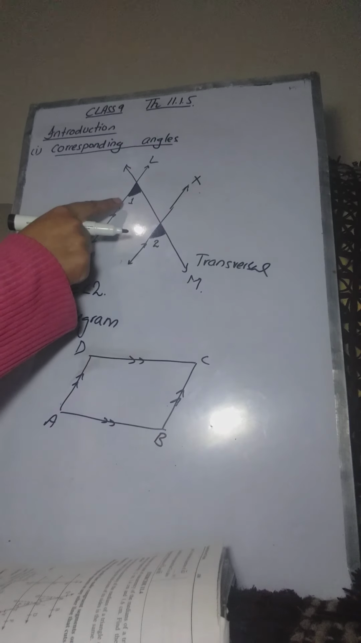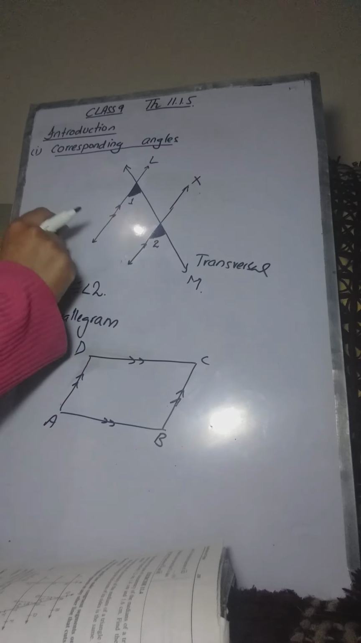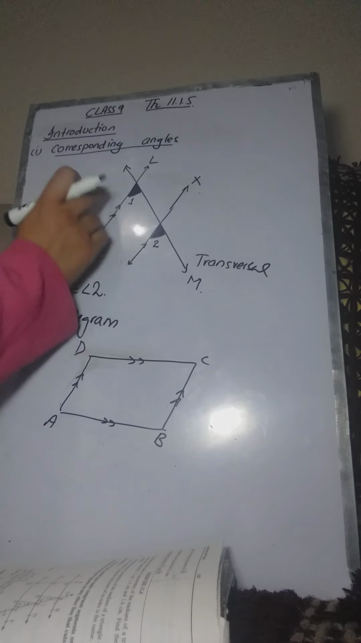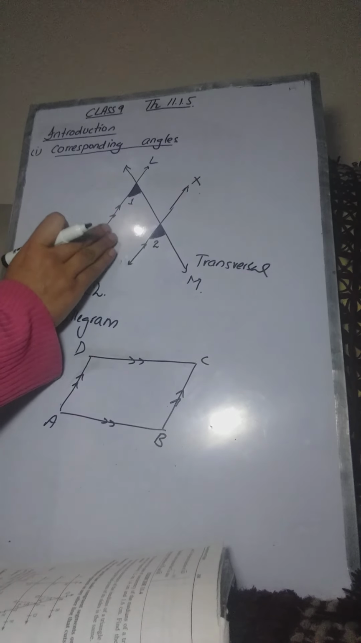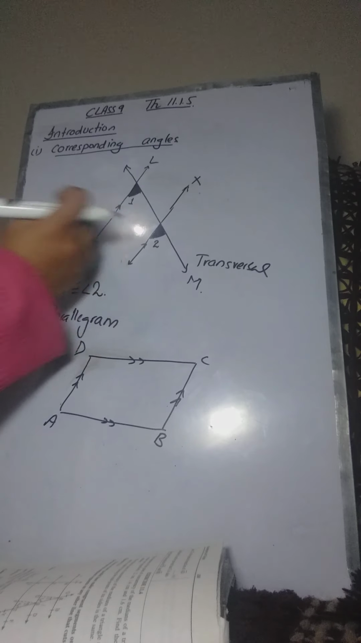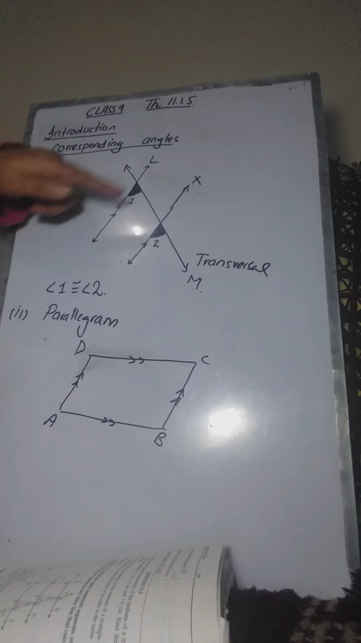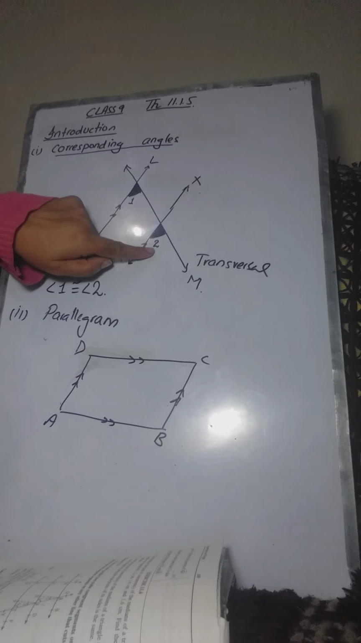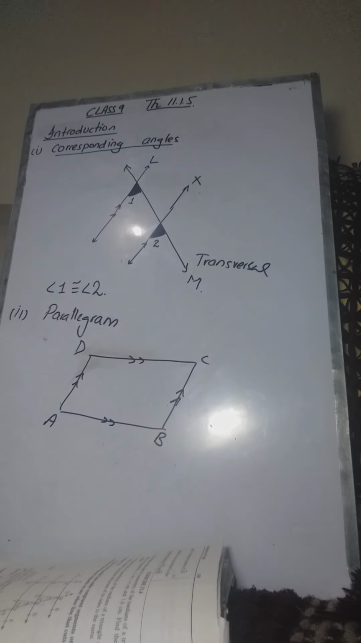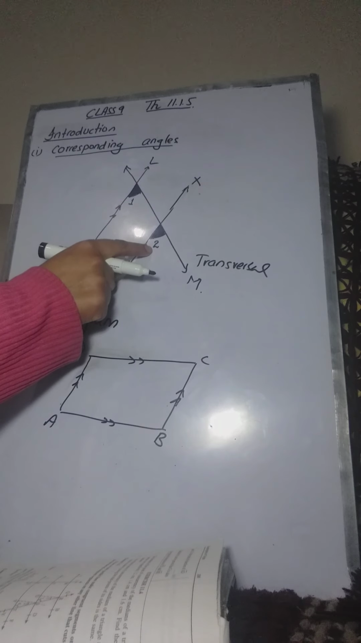Okay, so the angles which are formed between the transversal and these parallel lines, such that they are on the same side of the transversal, angle 1 and 2, if you observe them, they are on the same side of the transversal. Angle 1 is at the left side of the transversal, and angle 2 is also to the left side of the transversal. And also one of the angles is formed in the interior of these parallel lines and the other is formed in the exterior. Okay, so if you have two such angles, then these angles are called corresponding angles.